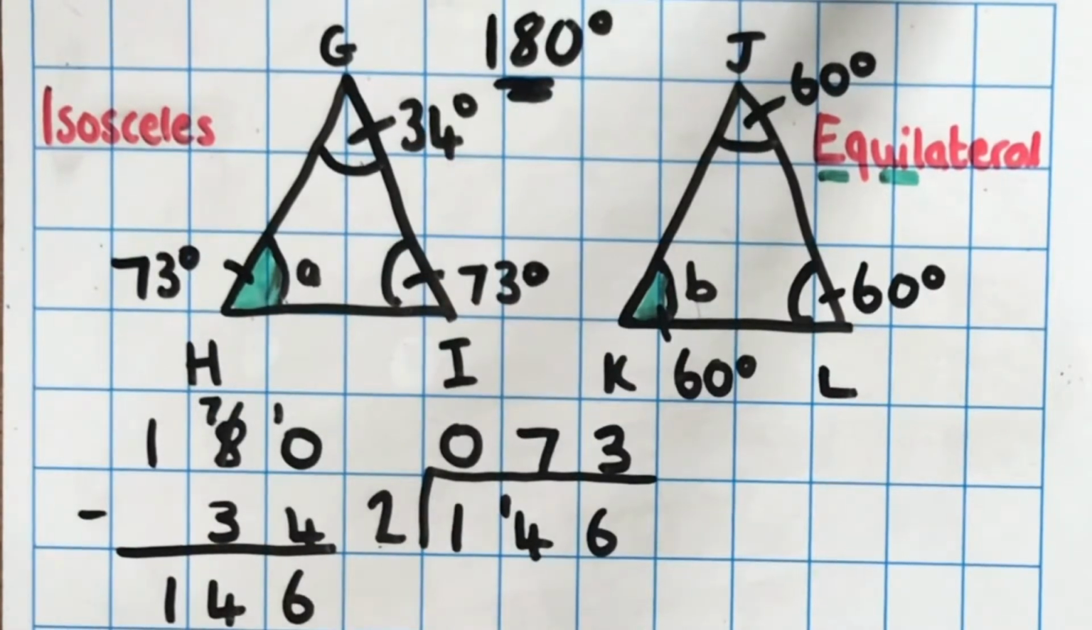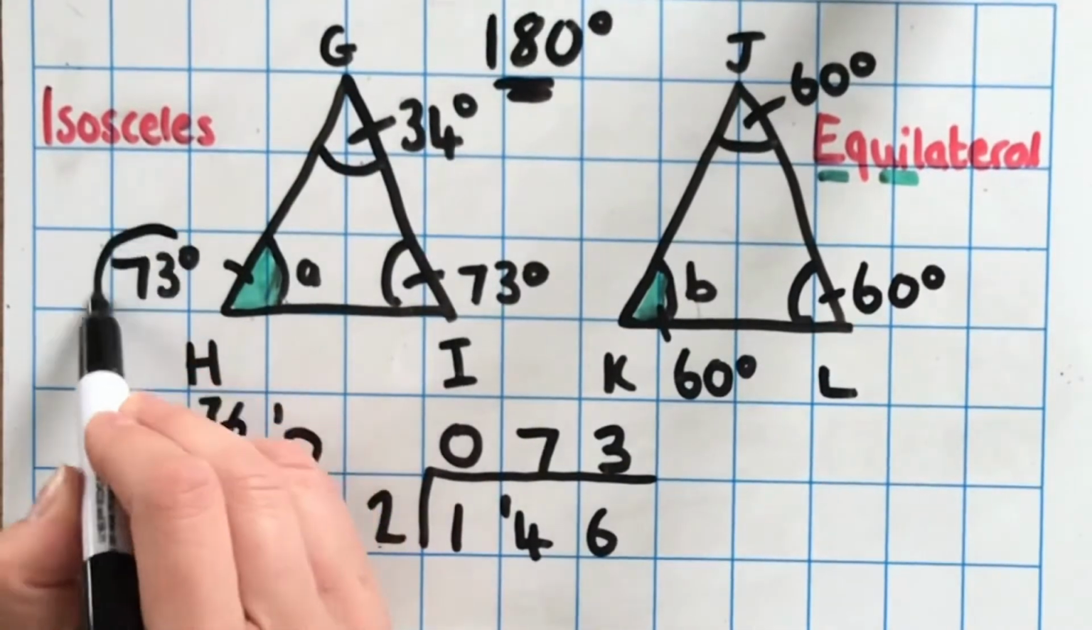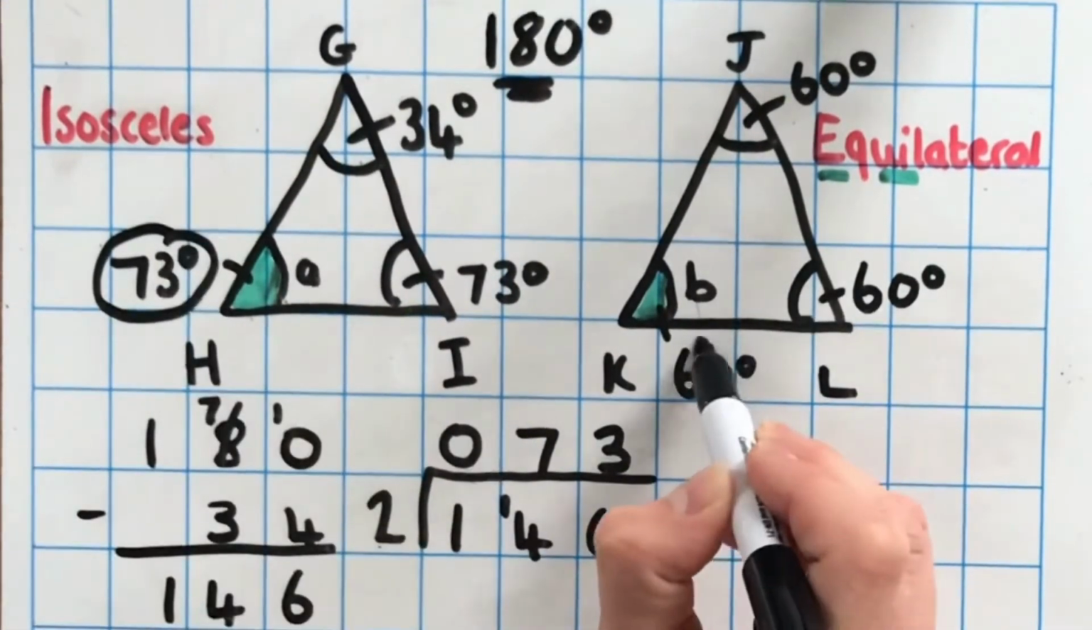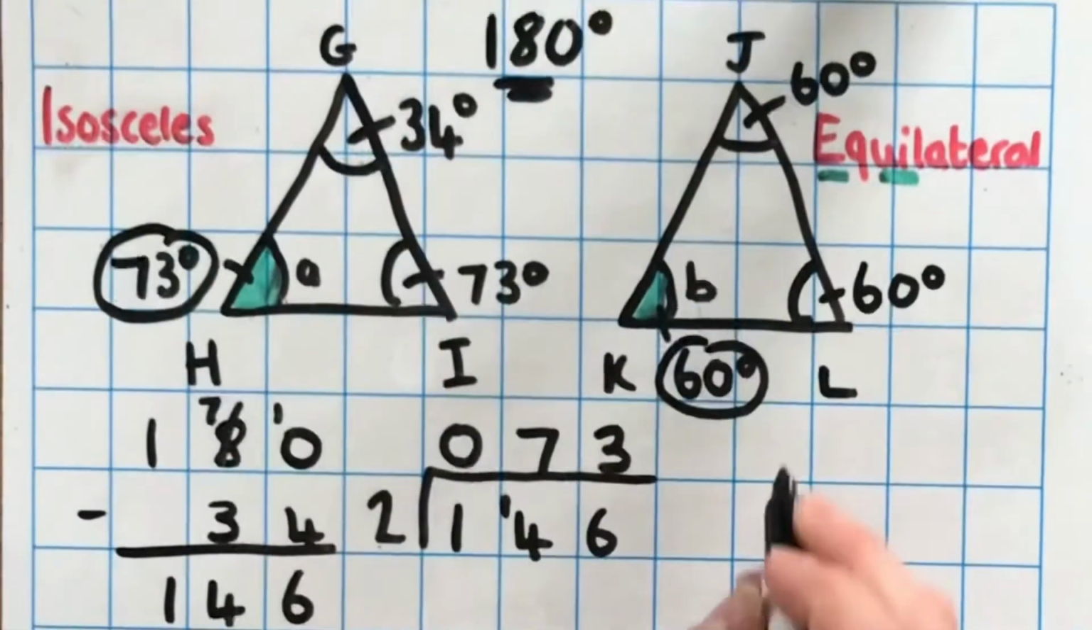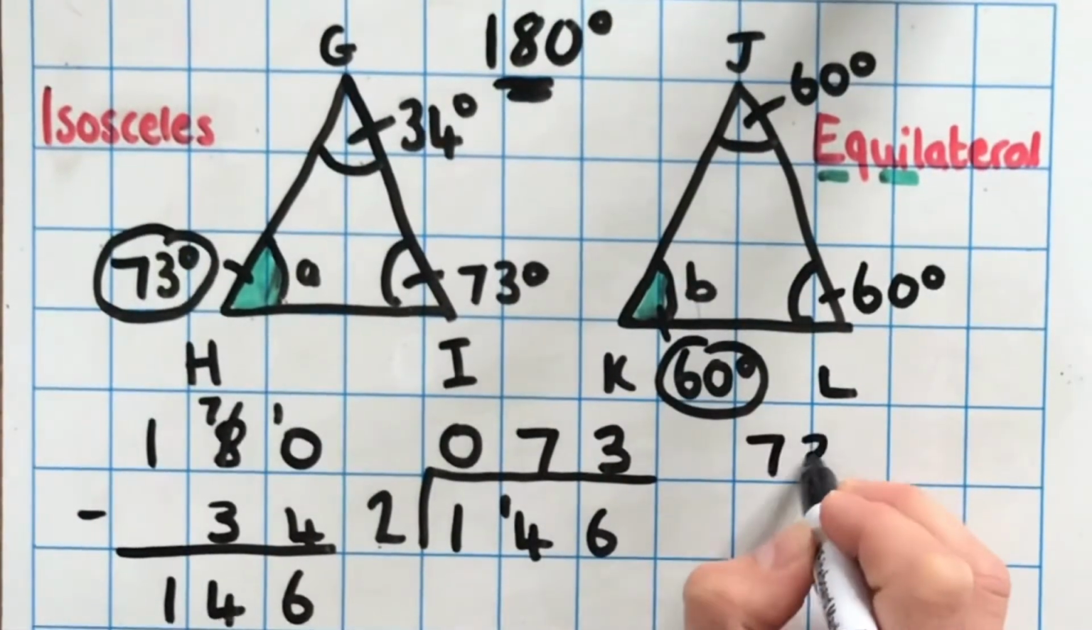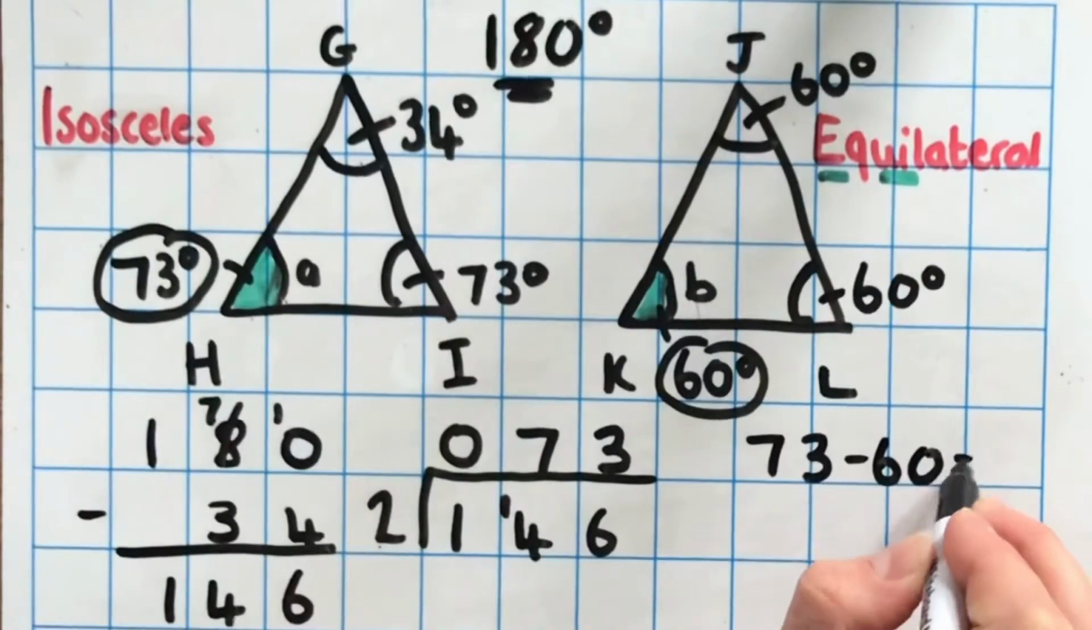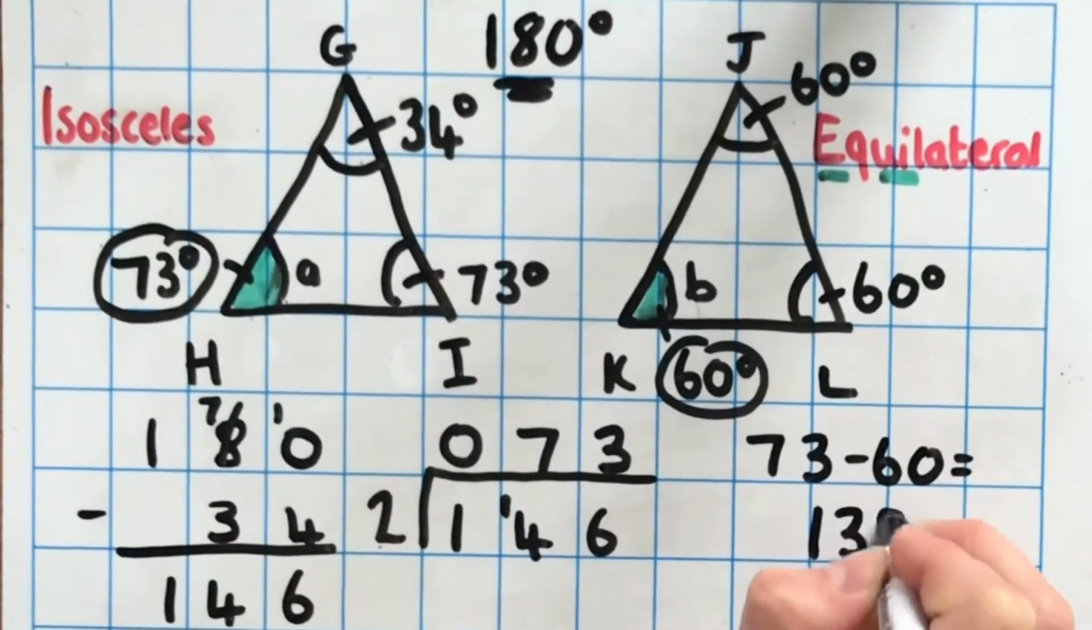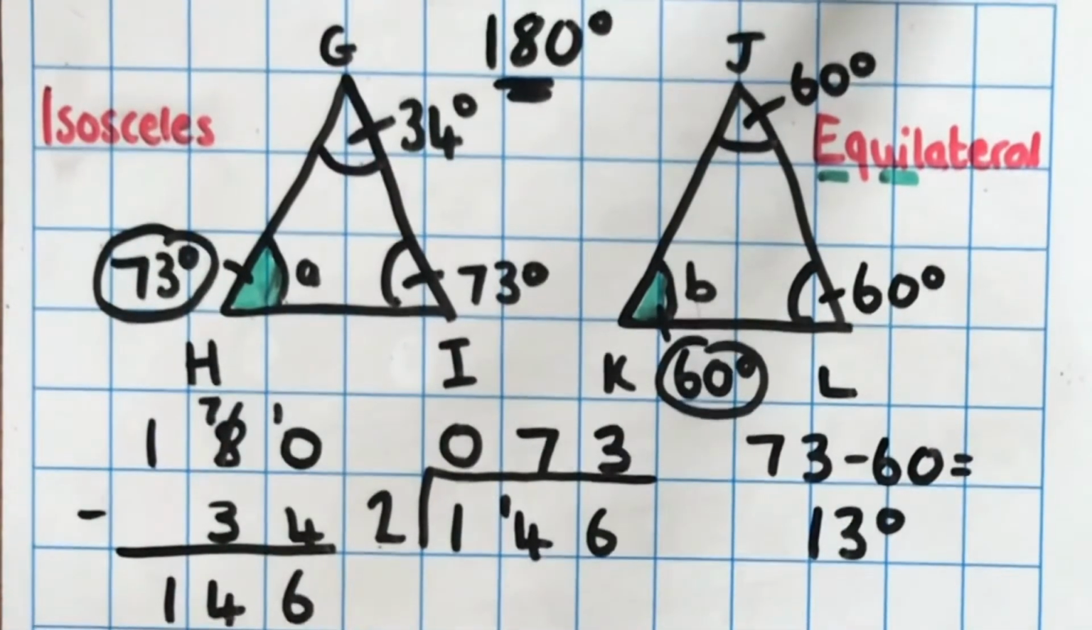So you still haven't got to the answer yet. The question is asking you how many degrees is angle A greater than angle B. Angle A is 73, angle B is 60. So we're going to think about 73 take away 60, and that gives you 13 degrees. So angle A is 13 degrees bigger than angle B.